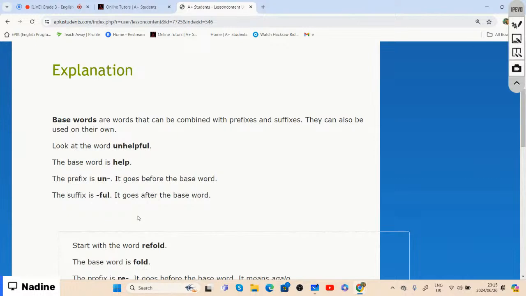Once you add the prefix before the base word, it changes the meaning of the word. Once you add your suffix after the base word, it changes the meaning of the word. Because if you were to look at the prefix or the suffix on its own, the prefix has its own meaning, and the suffix also has its own meaning, right?